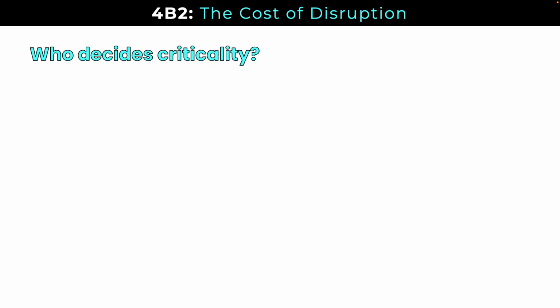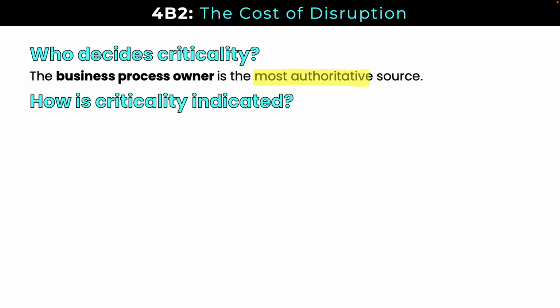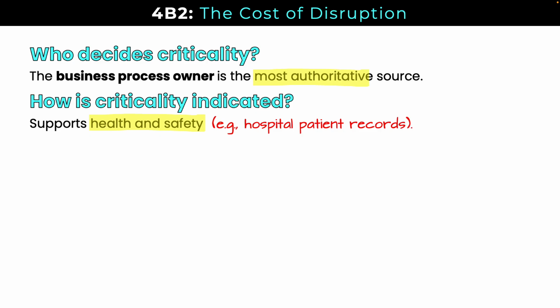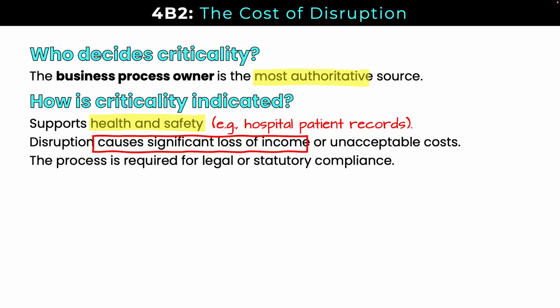So who decides criticality? Well, the business process owner is the most authoritative source, generally speaking. How is criticality indicated? Well, supporting human health and safety, always our first priority. Human safety is always number one. For example, if we were dealing with hospital patient records, that maps to human health and safety. If disruption causes significant loss of income or unacceptable cost, that's going to be high criticality. If the process is required for legal or statutory compliance, that's going to be high criticality.